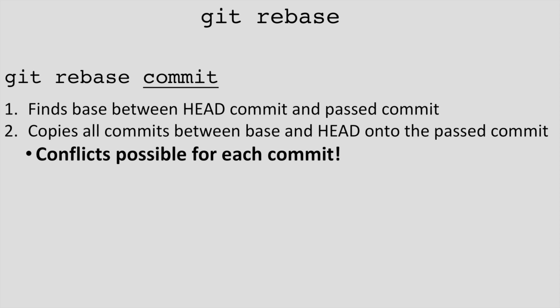Now, this command can be very troublesome because conflicts are possible for each commit. That means you can resolve the conflict for the first commit that it copies, and then when it tries to copy the second commit, it has another conflict. Then when it tries to copy the third commit, it has another conflict. And resolving all those conflicts is extremely difficult.